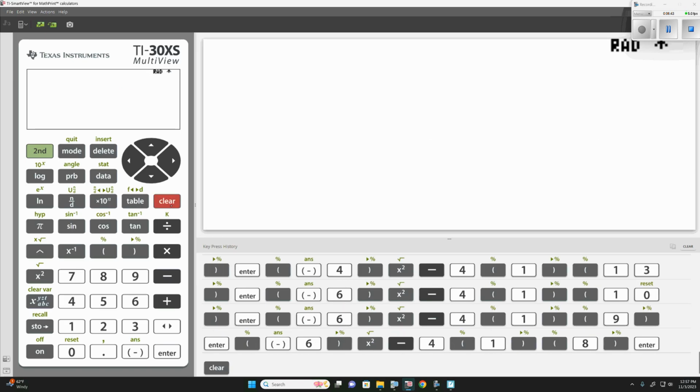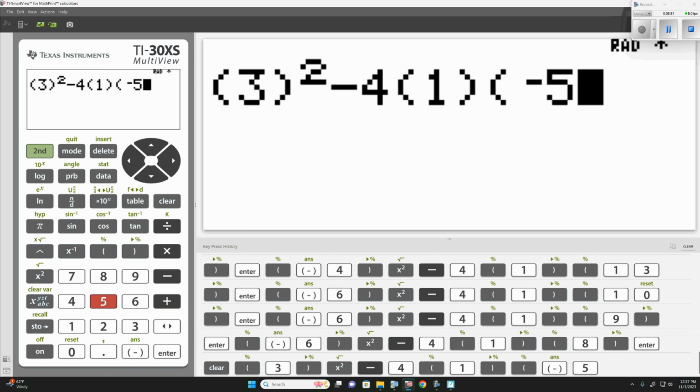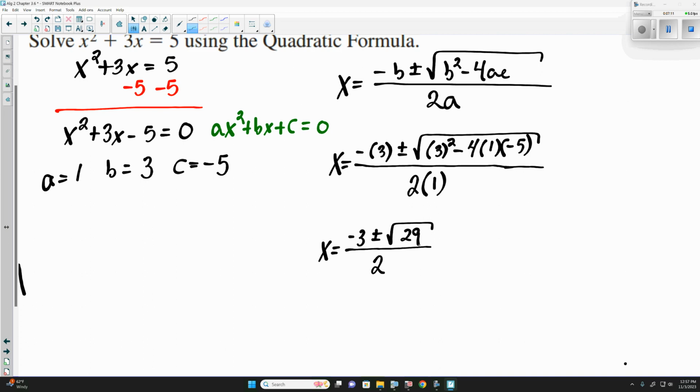So on the 30XS, the yellow calculator, we have 3 squared minus 4 times 1 times -5. I'm going to type it in exactly as we have it. We enter, we get 29. So I typed the whole thing in, we get 29, yes? And we can plug it in there, because that whole thing became 29. So it's telling us we have -3 plus or minus the square root of 29 over 2.